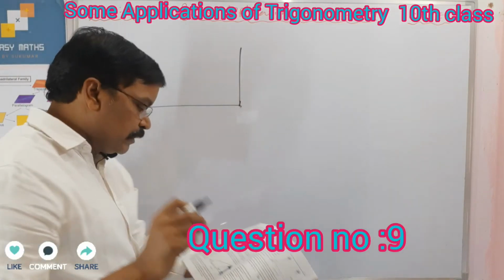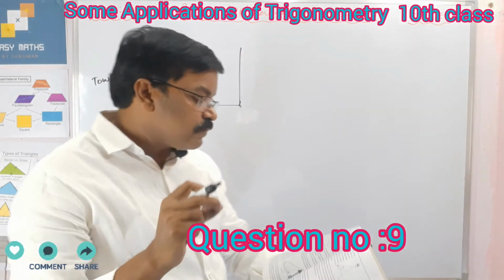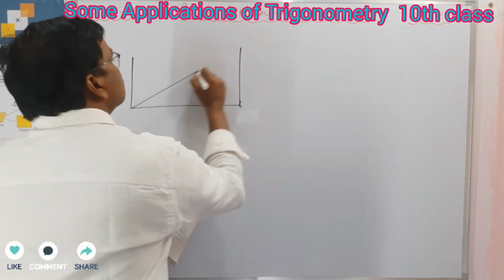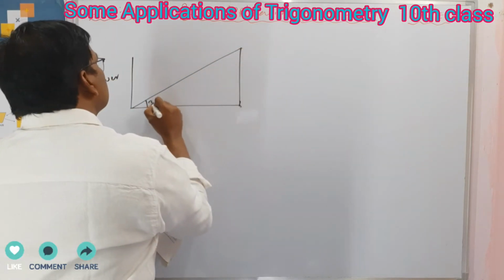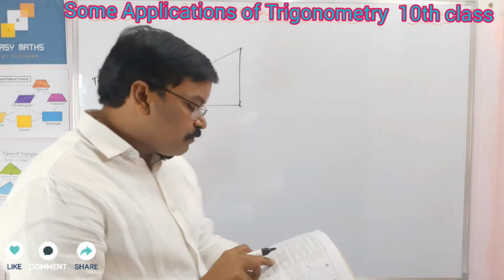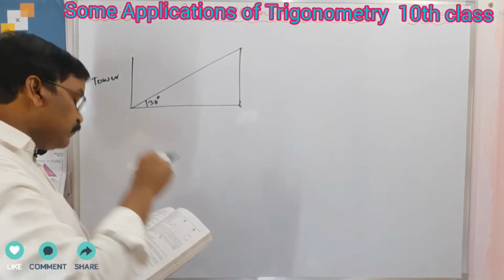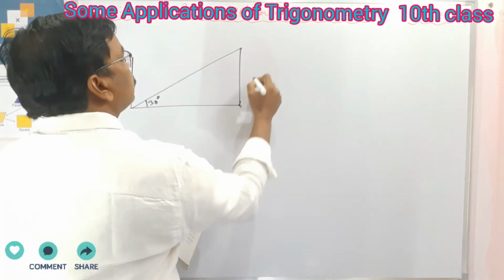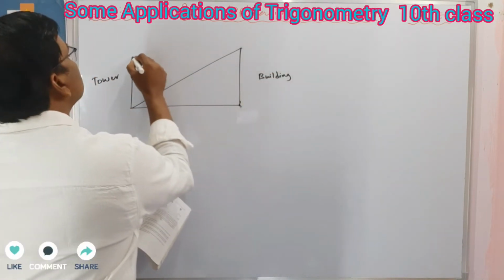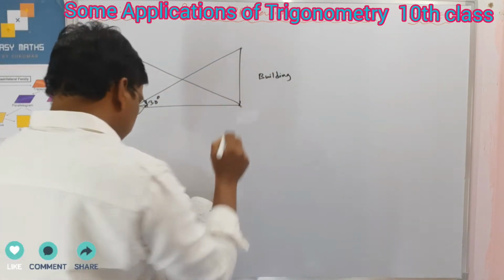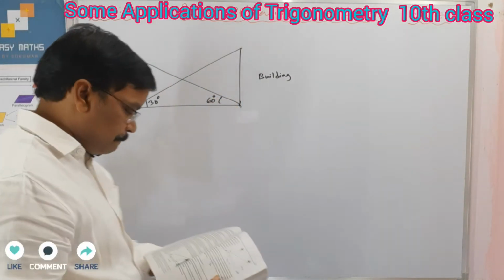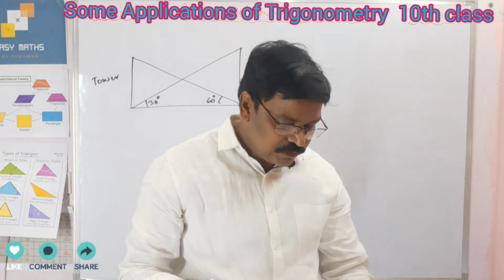And the angle of elevation of the top of a building from the foot of the tower is 30 degrees. This is the foot of the tower. At the same time, the angle of elevation of the top of the tower from the foot of the building is 60 degrees. This is the foot of the building. This is the building, my dear students. Find the height of the building.